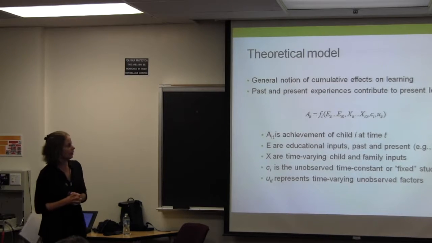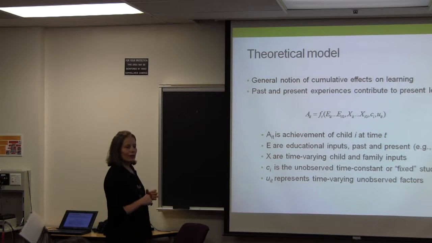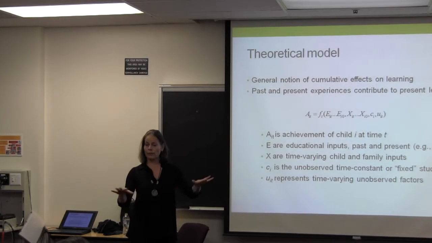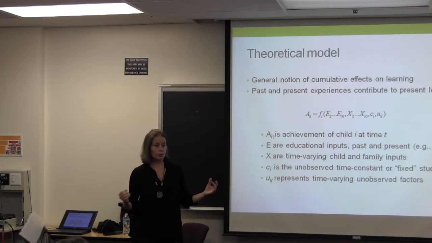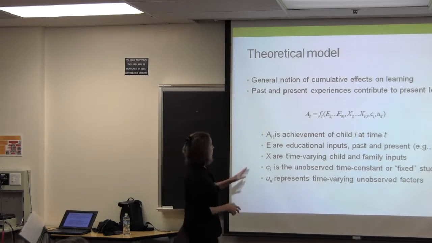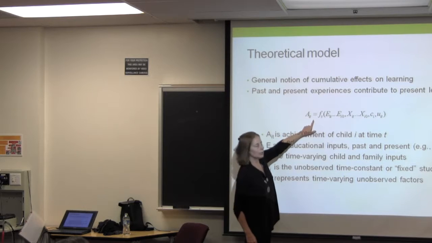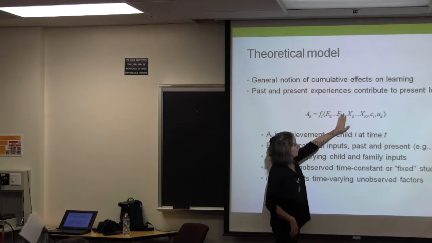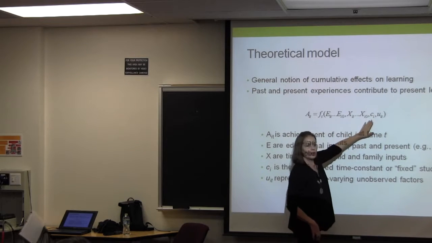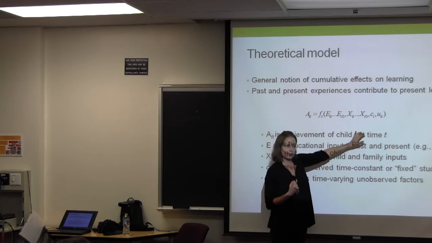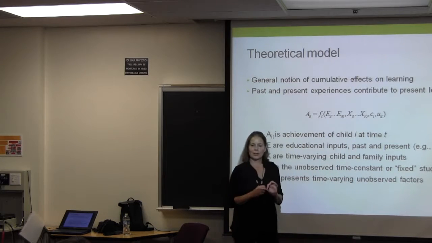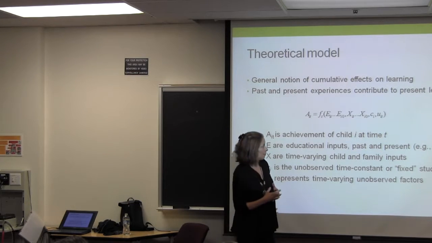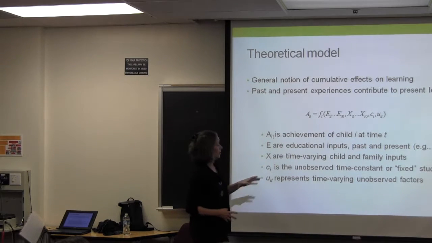Okay, let's look at the theory. Here come a couple of equations. So the underlying theory is that there's a general cumulative effects model underlying this. All it means is that all the relevant past experiences and current experiences that are contributing to learning are factors. So A_it is the achievement of child i at time t, and it's some very flexible function, which we have not specified here, of time-varying educational inputs and child and family inputs, some sort of fixed child effect, and I don't know if you've been talking about those kinds of models. It would be something that doesn't vary over time, like some kind of ability or motivational thing, or maybe a permanent disability. And then we throw in this term to represent time-varying unobserved factors.